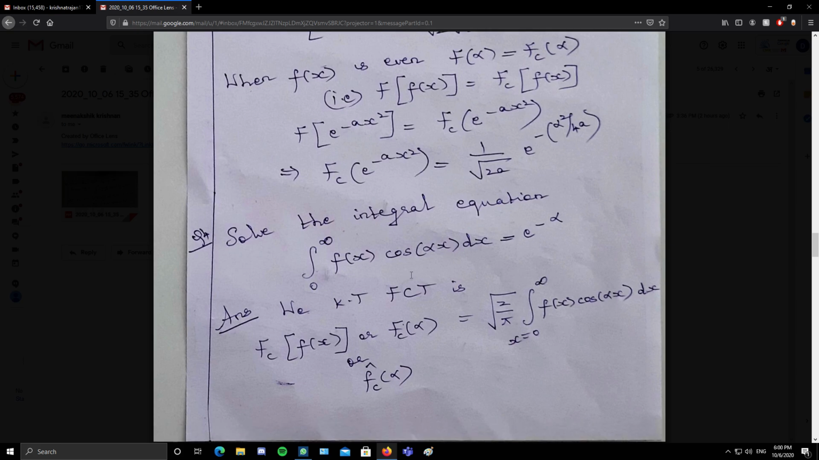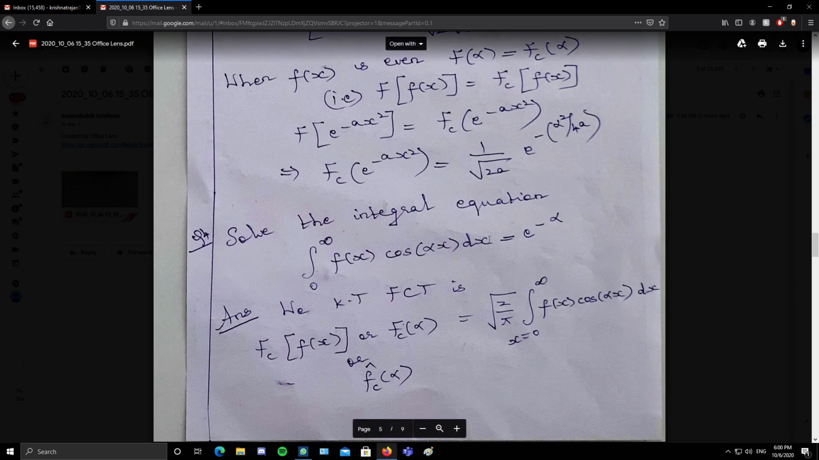Solve the integral equation. Integral 0 to infinity f of x cos alpha x dx equals e power minus alpha. So we have to solve the integral equation. Differential equation, you know what is a differential equation? An equation which contains dependent variable and derivative of dependent with respect to independent variable. Similar to that, you have integral equation. Integral equation means an equation which contains an integral. Very simple. So you have to solve this integral equation.